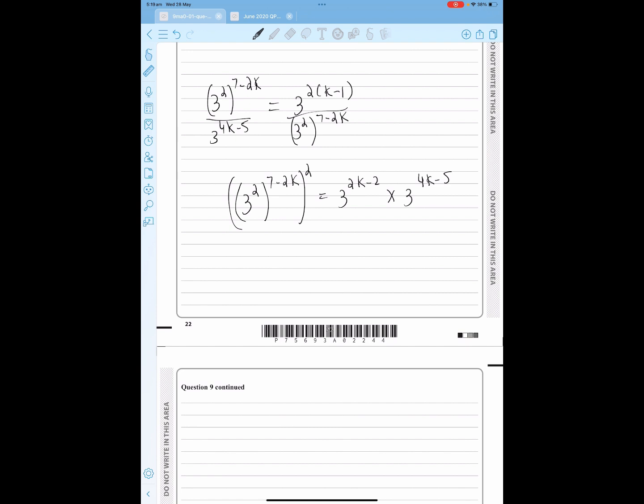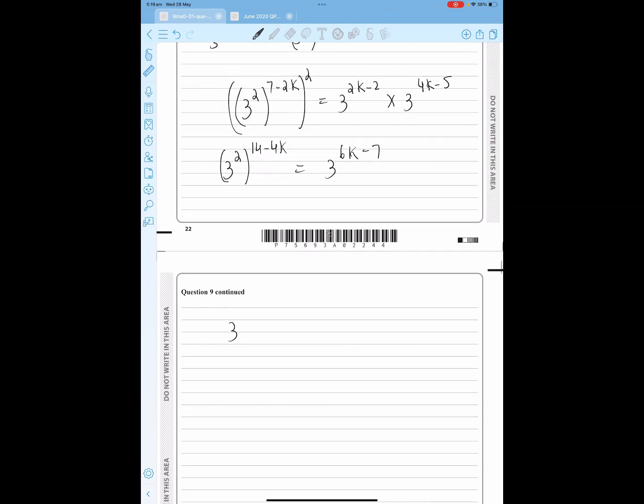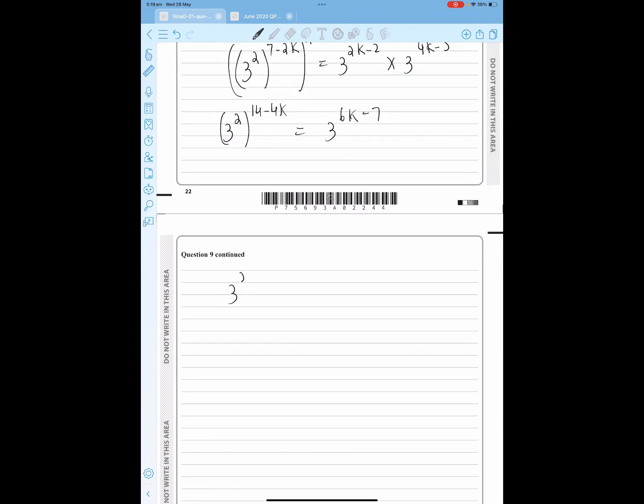Now we can start simplifying. So let's multiply these powers out. We would get 3 squared, 14 minus 4k is equal to, let's add those powers, we'd get 3 to the power 6k minus 7. Let's simplify further. This would be 3 to the power of 28 minus 8k is equal to 3 to the power of 6k minus 7.